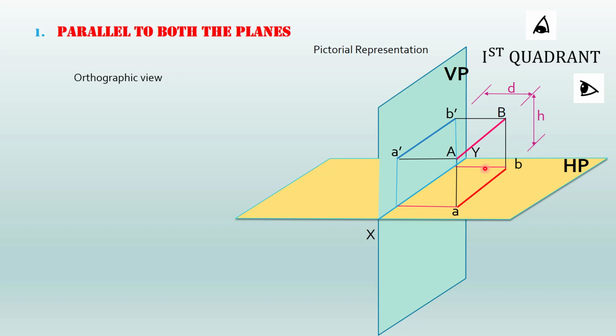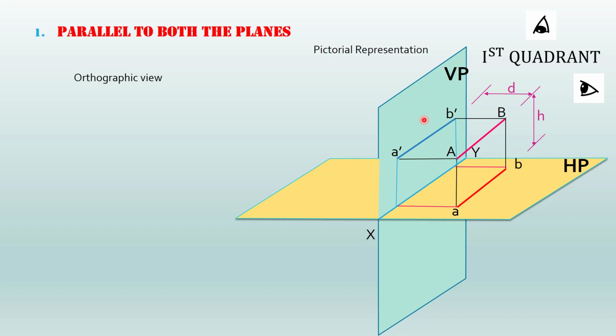Now, the most important point is, see, if the line is parallel to any of the planes, you will get true length on that plane, right? So, here you can see that the line capital AB is parallel to VP. What does that mean? The image of the line obtained on the vertical plane will be true length. So, the length of A dash B dash will be equal to the length of AB. That is a very important point. This has to be remembered.